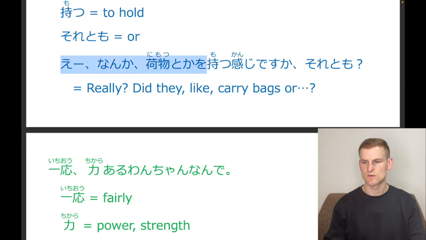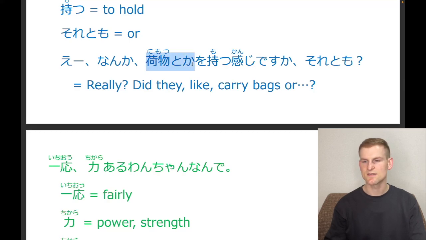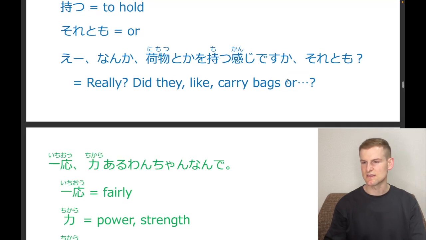なんか荷物とかを持つ感じですかそれとも. So here, I use toka with just one word, actually. So I don't even make a list. But basically, I'm saying, did they like carry bags, among other things? Or... And once again, this or... I wasn't going to actually finish the thought necessarily. I'm just kind of leaving the sentence open for him to fill in the blank, so to speak. So you can use this at the end of your sentence to show that you're aware that another possibility might exist. And if one does indeed exist, you would like the listener to fill that in for you.